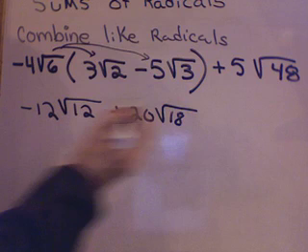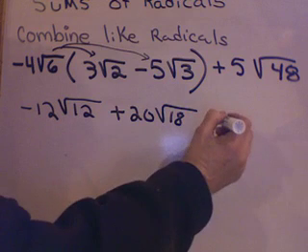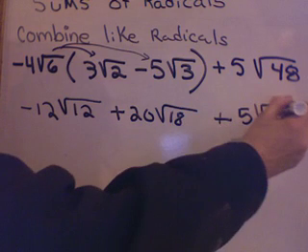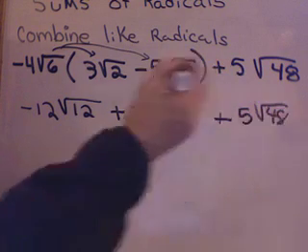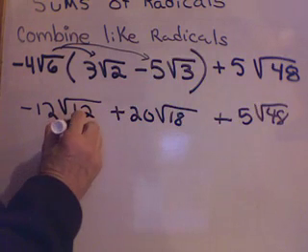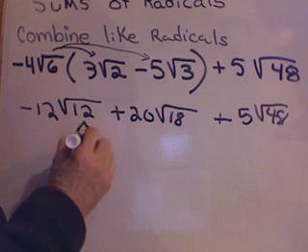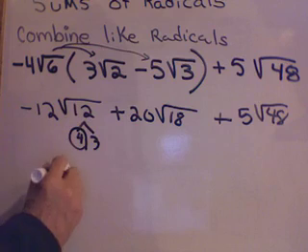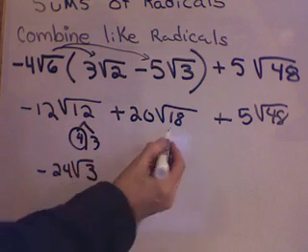Minus 4 times minus 5 plus 20 root 18 plus 5 root 48. Now I have to simplify the rest of this. 12, let's see, 4 times 3. There's a perfect square. So, negative 24 root 3.